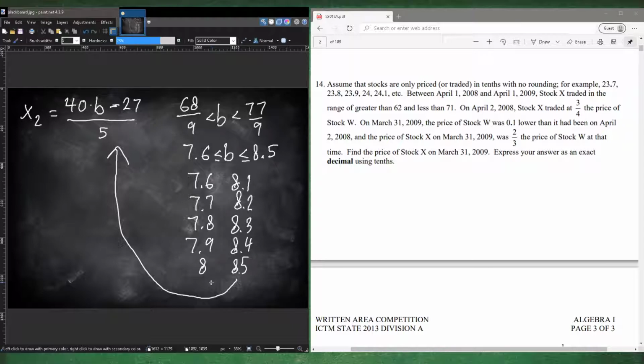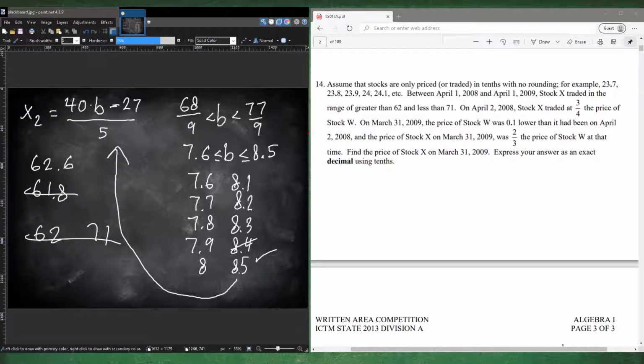And you should get a value that is 62.6. Okay, so that one works. Now we have 8.4, so we could try 8.4. So 40 times 8.4 minus the 27 divided by 5, and we get 61.8. So remember, our range for x has to be between 62 and 71. This is outside that range, so it doesn't work.